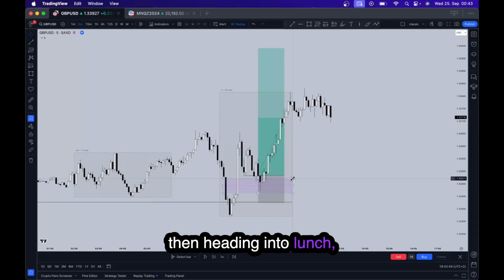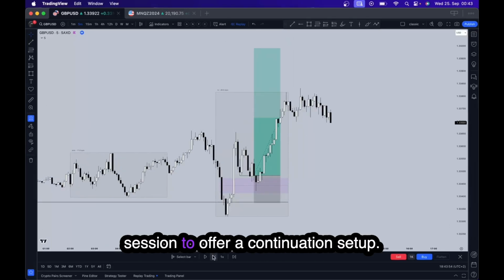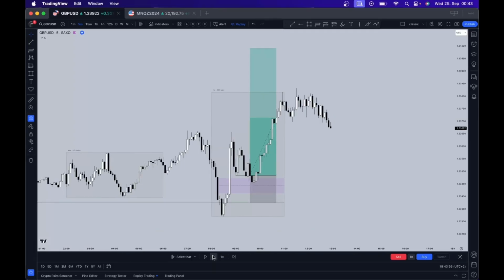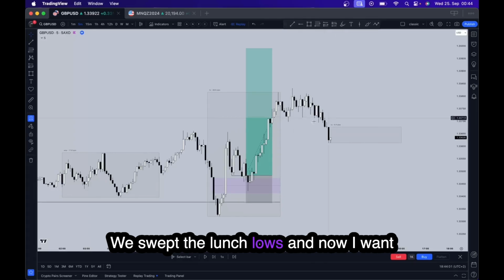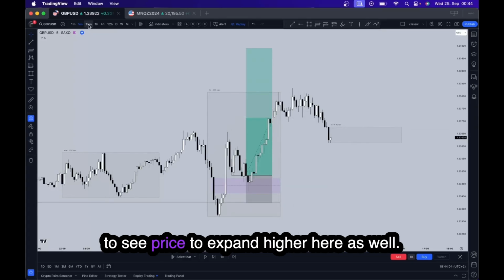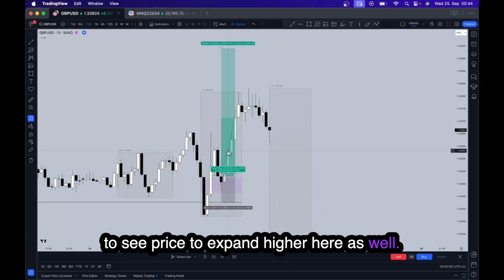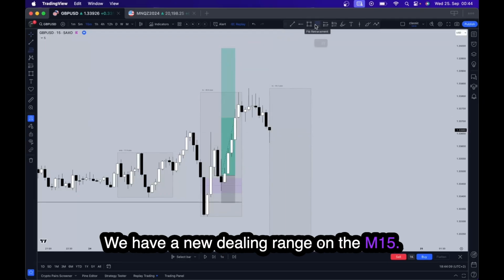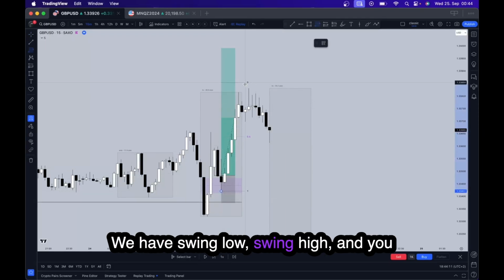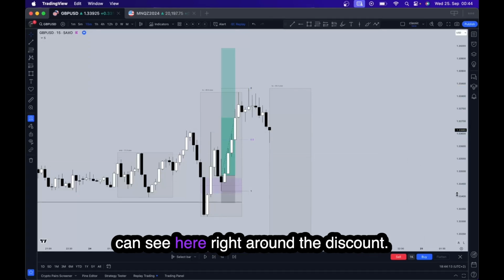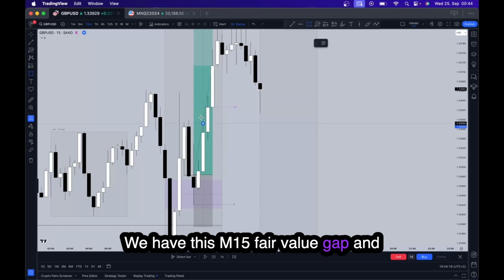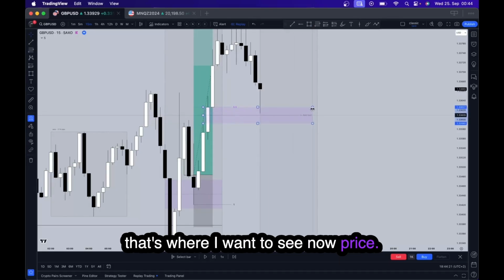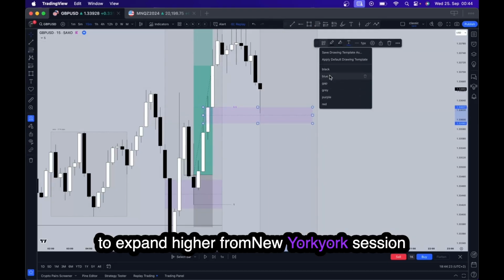Then heading into lunch, we start consolidating, and now I want to see price in New York session offer a continuation setup. So we have New York session open here, we swept the lunch lows, and now I want to see price expand higher here as well. We have a new dealing range on the M15, we have a swing low, swing high, and you can see here right around the discount we have this M15 fair value gap, and that's where I want to see price expand higher from in New York session.